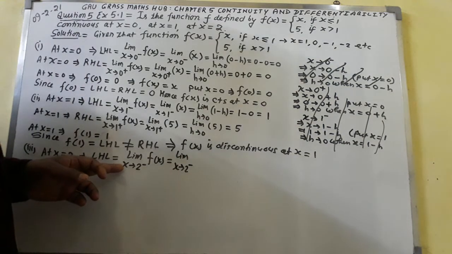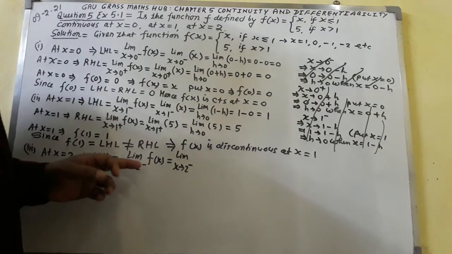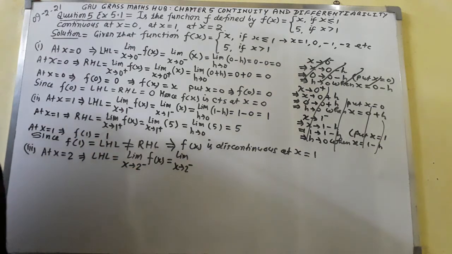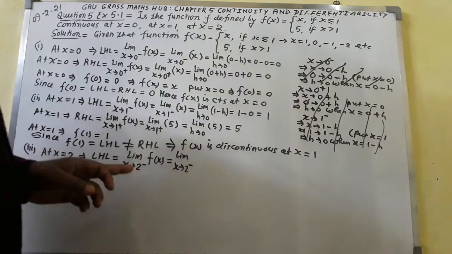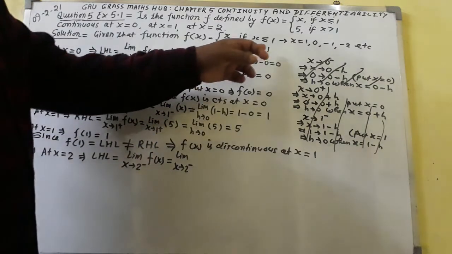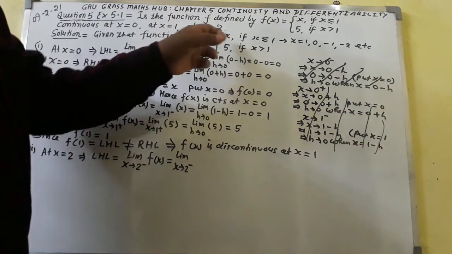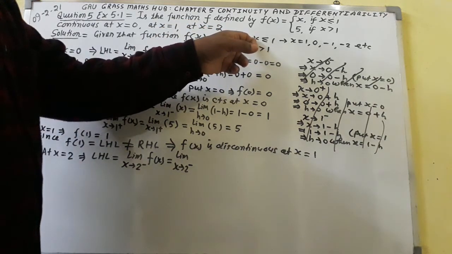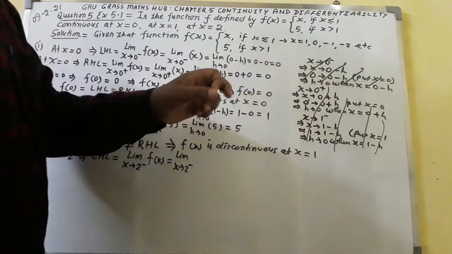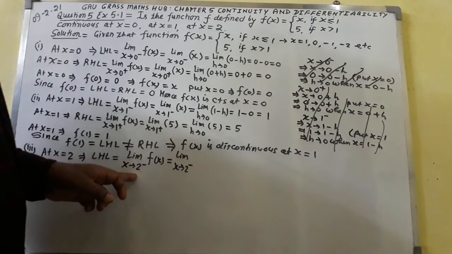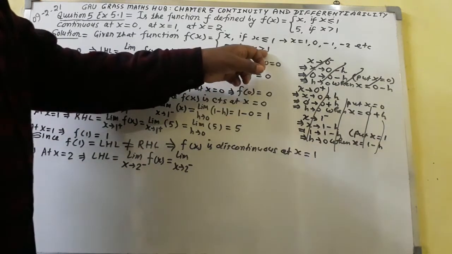This means that x tends to negative, so the value of x must be less than 2. To find the value, we find the function which is defined for x less than 2. We can see here the function for less than 2. Because in the first function f of x equal to x, the value of x must be 1, but here the value of x must be less than 2. This means the values less than 2 will be here.